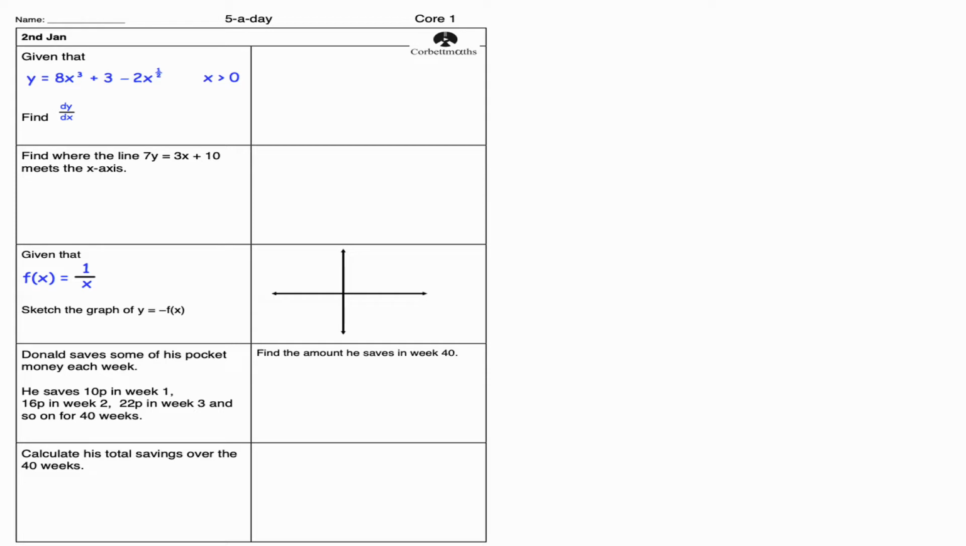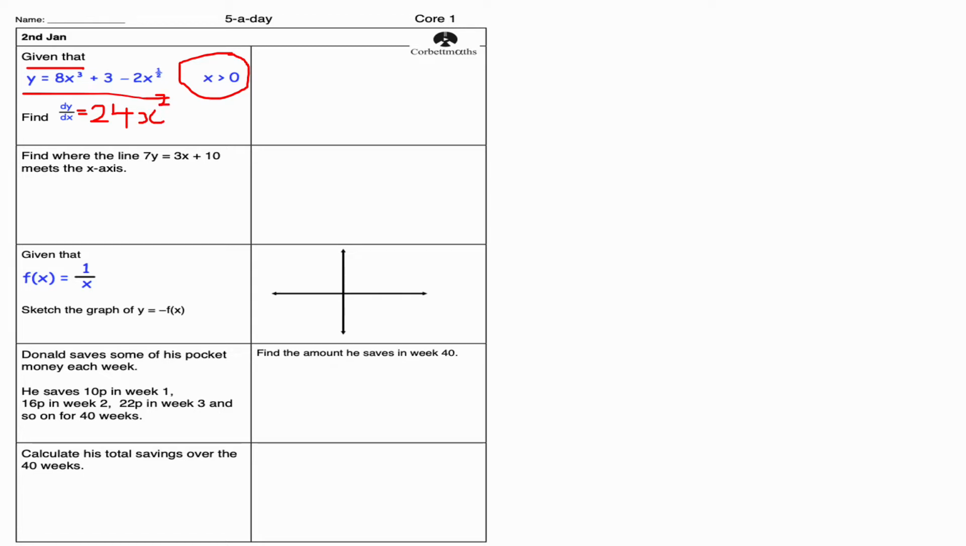So this is the first question guys. Given that y is equal to 8x cubed plus 3 minus 2x to the half, where x is bigger than 0, so that's our condition, find dy by dx. So this is differentiating it. The way it works is I do 3 times 8, which is 24, and then I subtract 1 from the power, so it goes to x squared.